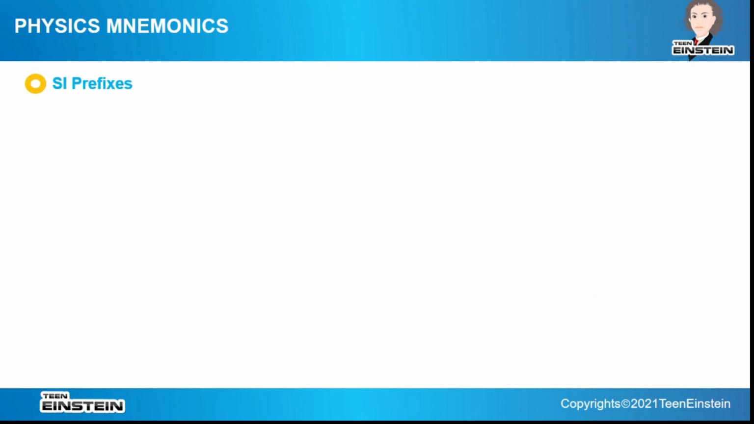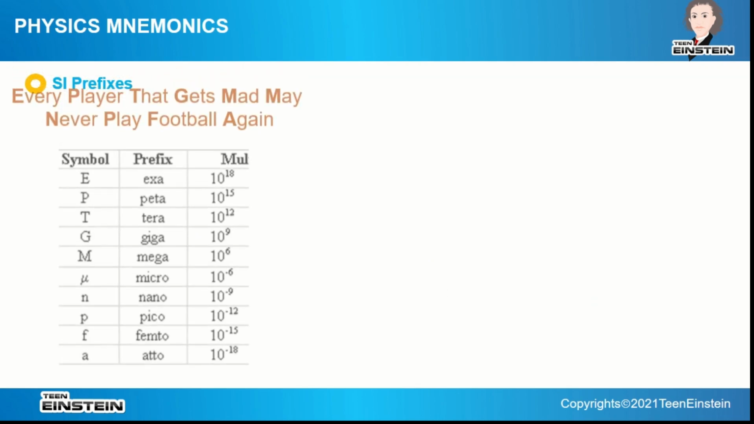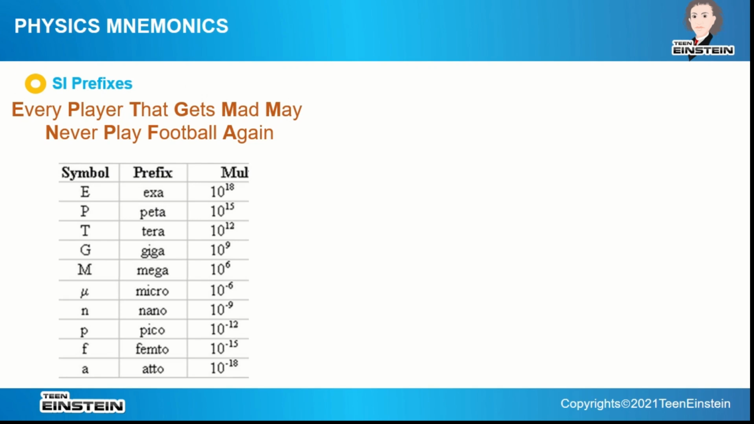And the next one is SI prefixes. It starts from exa and ends at atto. You can easily remember it with: every player that gets mad may never play football again. Here, E stands for exa, P stands for peta, T stands for tera, G stands for giga, M stands for mega, the next M stands for micro, N stands for nano, P stands for pico, F stands for femto, and A stands for atto.